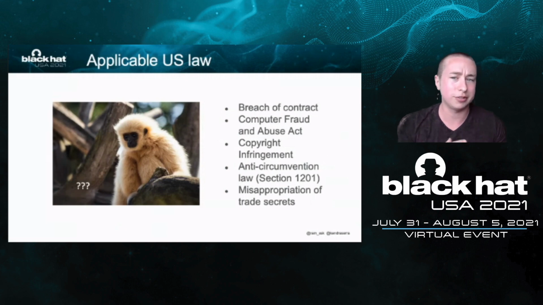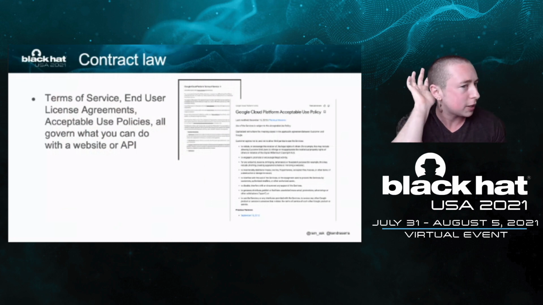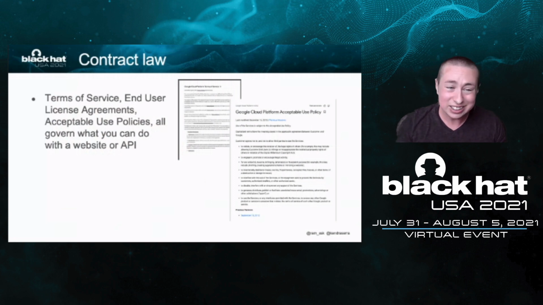The first body of law is the most broad and potentially the most applicable, and that's breach of contract. Contracts might sound abstract or old-fashioned, but as most of you probably already know, you sign contracts for online services all the time, or you agree to them, including the terms of service, an end user license agreement, or even something like an acceptable use policy, which is incorporated into the terms of service for these platforms. They all govern what you can do with a website or with an API. They're about your responsibilities to the API service provider and the API service provider's responsibility to you. They govern even if you don't read them.